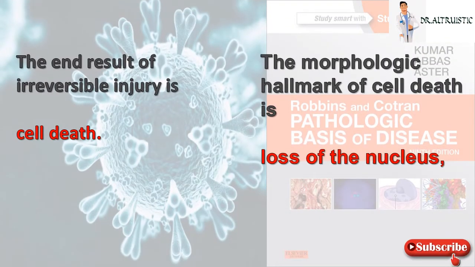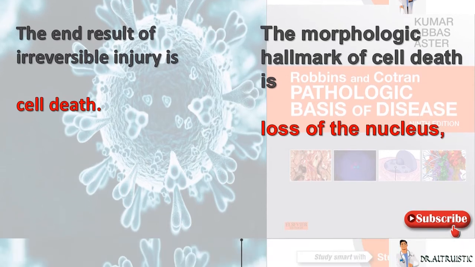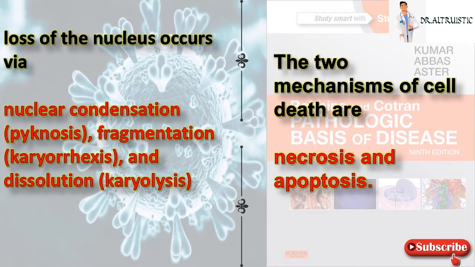The end result of irreversible injury is cell death. The morphologic hallmark of cell death is loss of the nucleus. Loss of the nucleus occurs via nuclear condensation, pyknosis, fragmentation, karyorrhexis, and dissolution, karyolysis. The two mechanisms of cell death are necrosis and apoptosis.